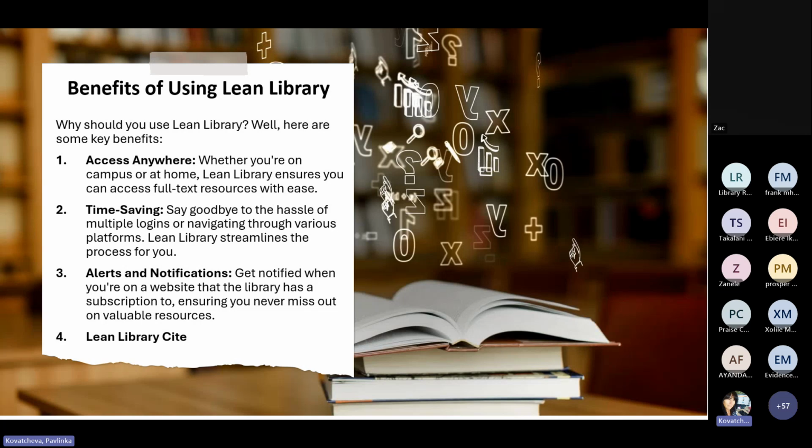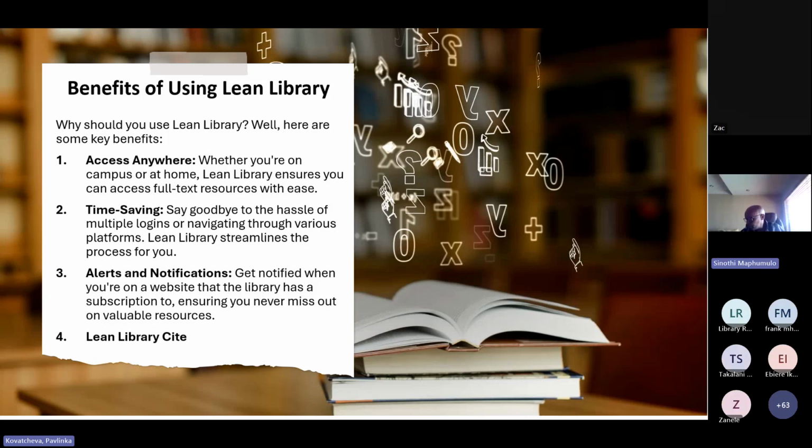And now Lean Library actually can make it quicker, and it can save time. And even the way I'm helping my students has also changed. If I receive an email, say, Pavlinka, please, can you help me with this article? And usually my students will give me a short reference or just the DOI, the Digital Object Identifier number, or the title of the article, and that's that.